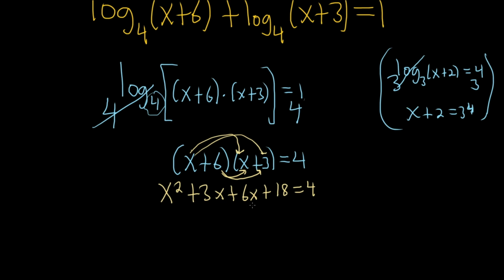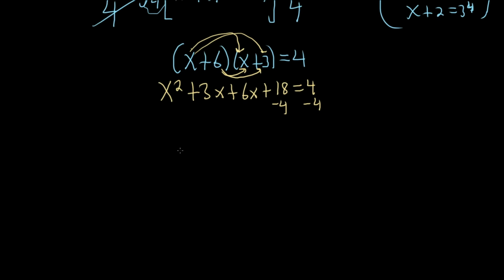We can subtract the 4 and combine like terms. So minus 4, minus 4. So we have x squared. 3x plus 6x is 9x. And then 18 minus 4 is 14. That's equal to 0. All right, now comes the fun part. We have to try to factor this. This should factor. If it doesn't factor, that means you did it wrong.